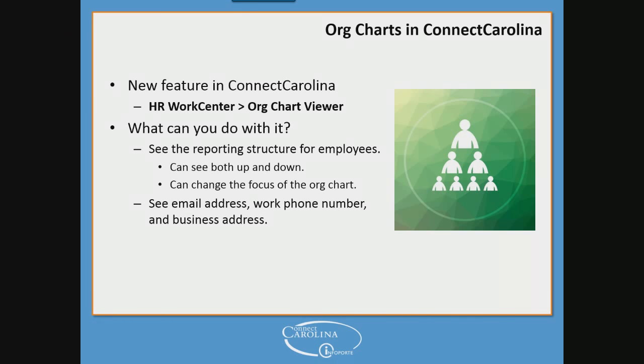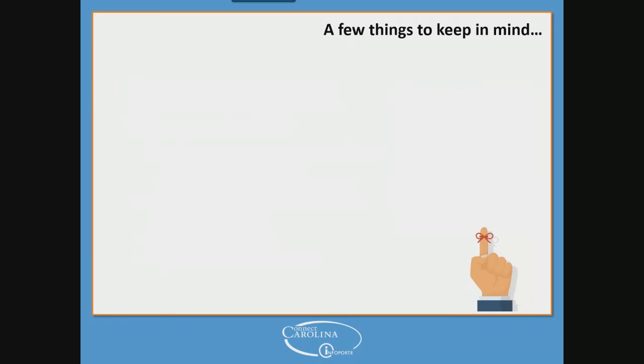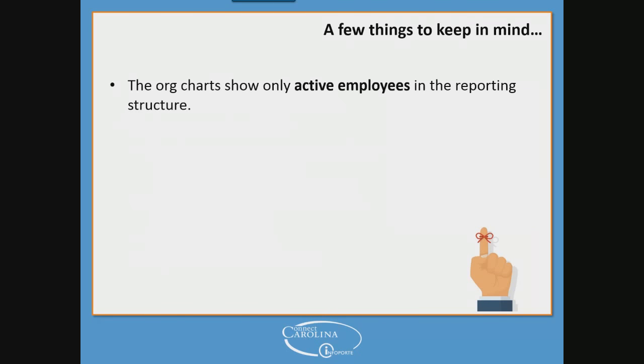You can also see the email address, work phone number, and business address for the employees in the org chart. You can export it to Excel as a list. So for example, if you need to email everybody in a certain reporting structure, you can export it to Excel, get their email addresses, and then send the email that way. And you can also export it to Visio as an org chart. So if you have the Visio capability on your computer, you can do that, and then you can work in there as well.